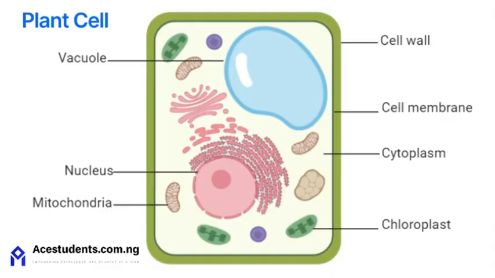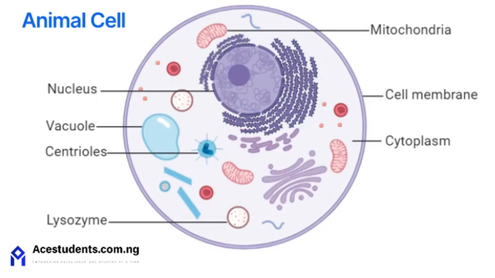This is a plant cell. It contains a nucleus, a cell membrane, a cell wall, chloroplast, a large vacuole, cytoplasm, and mitochondria. Here is an animal cell. It contains a nucleus, a cell membrane, cytoplasm, mitochondria, and small vacuoles.